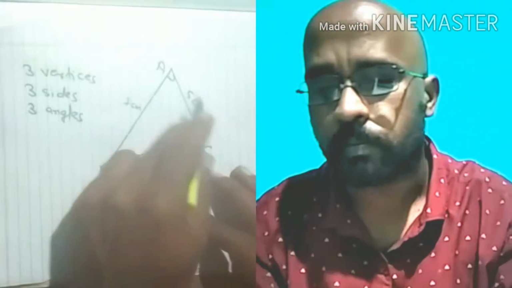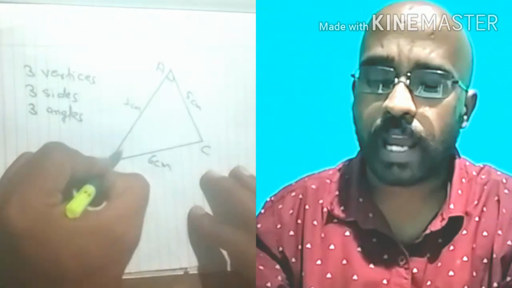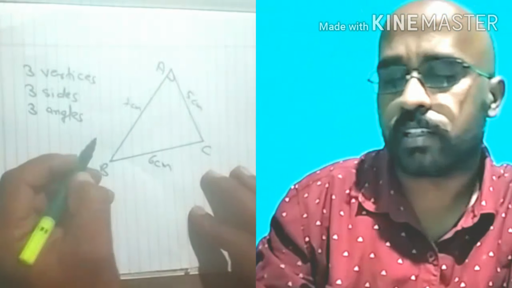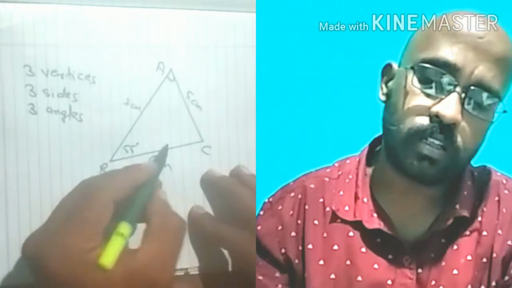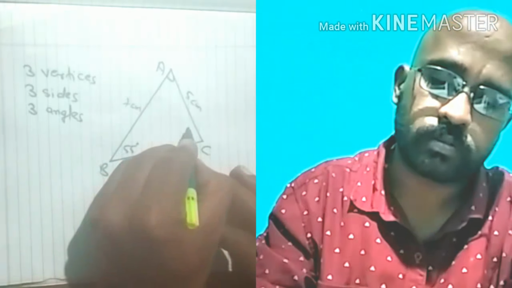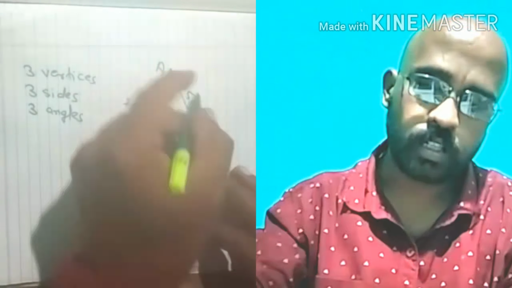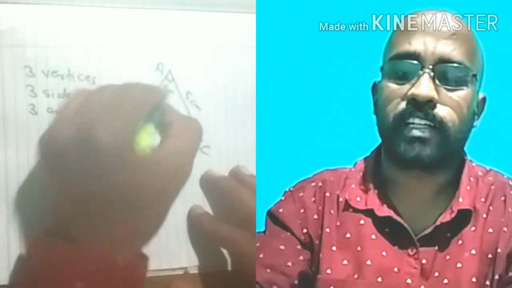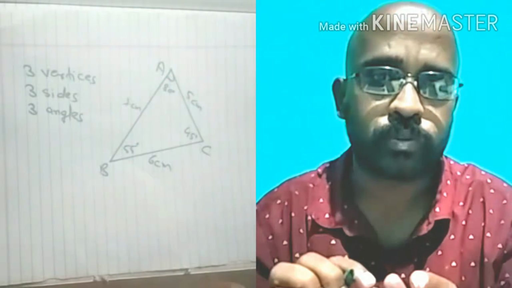Measurement about side is given, or measurement about angle is given. Suppose this angle is 55 degree, this angle is suppose 45 degree, and this is suppose 80 degree. Such kind of information is given, and we have to draw a triangle. That we are going to see.